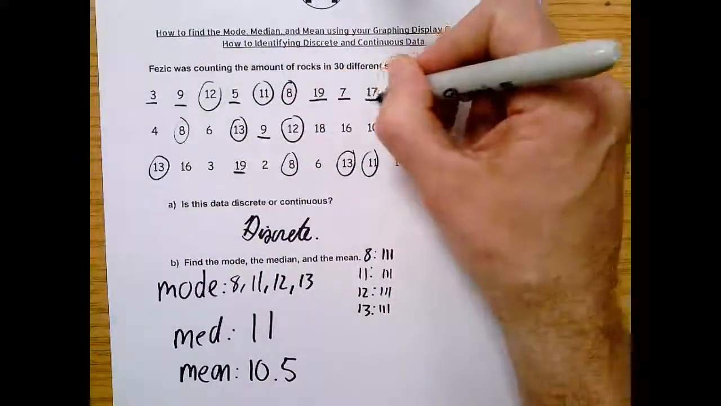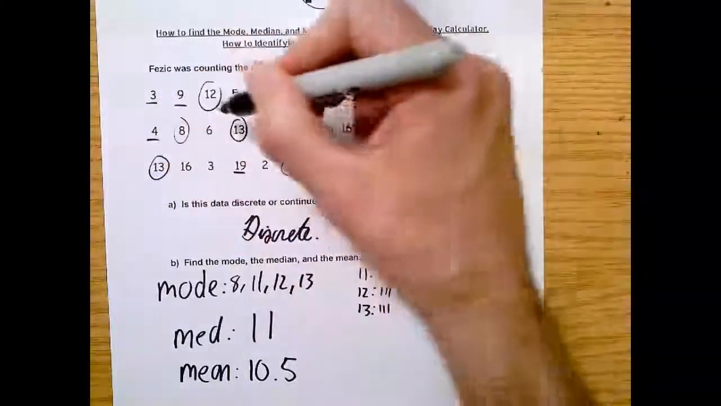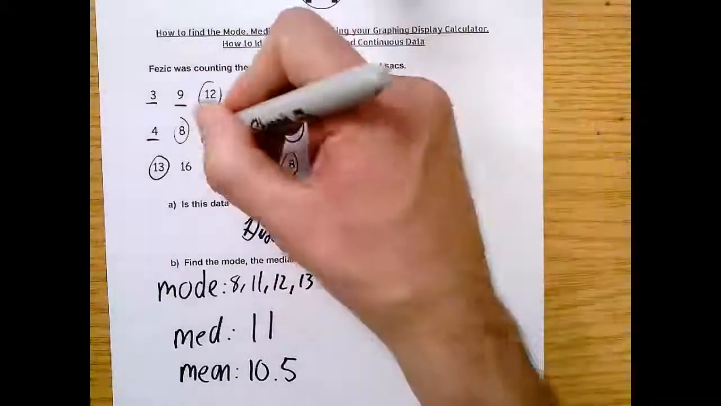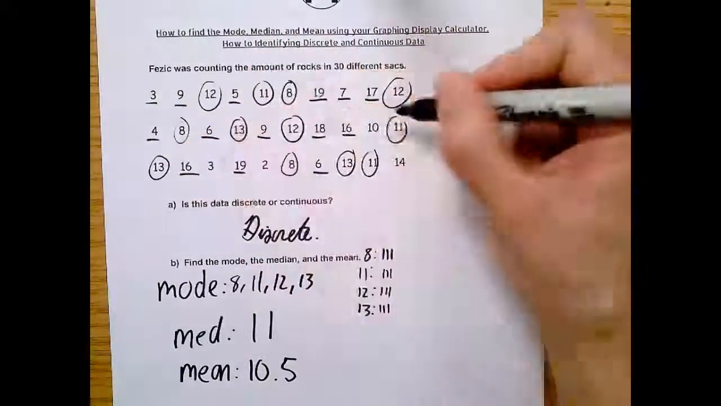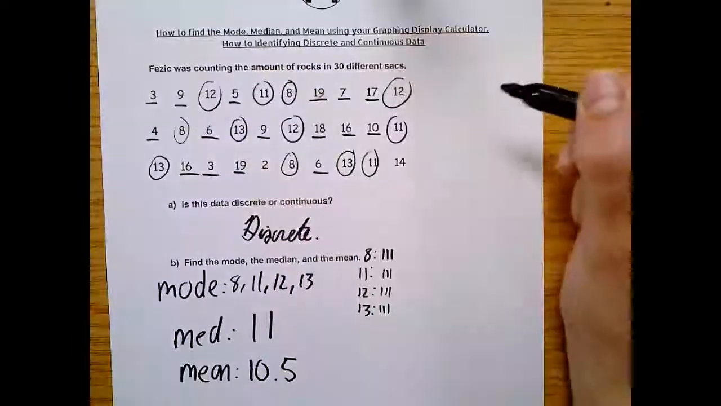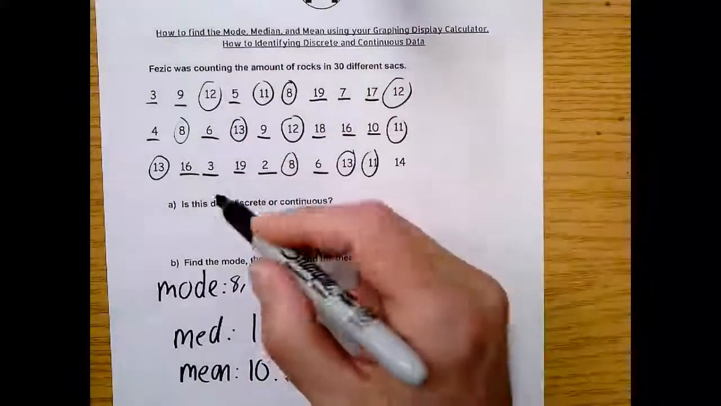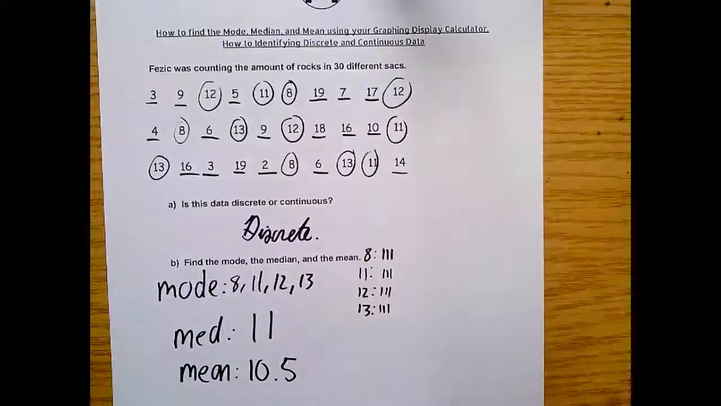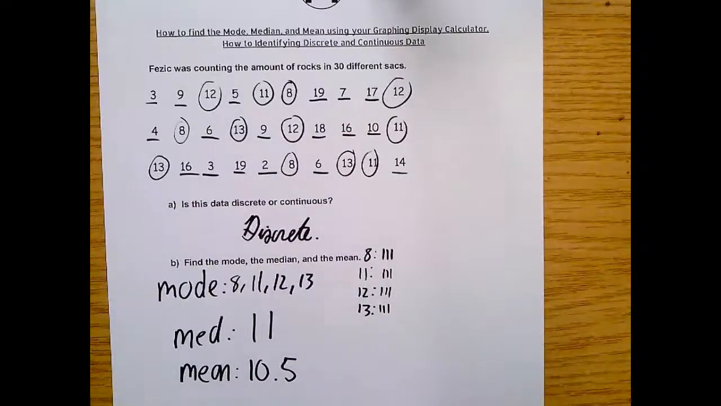There's only 1 7. Looks like there's only 1 17. Looks like there's only 1 4. 2 6s. Looks like there's only 1 18, 2 16s, 1 10. Oh, there's a 3 I missed. And a 2 I missed. Oops. Oh, wait. Just a 3. Just a 2. And then 14. So you can see, yeah, it checks out. So these would be our modes because those are 3 of those. Everything else I quickly checked and it got underlined. And there you go. That is how you find the mode, median, and mean using your graphing display calculator.